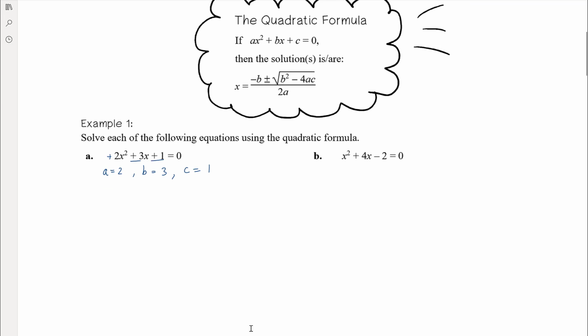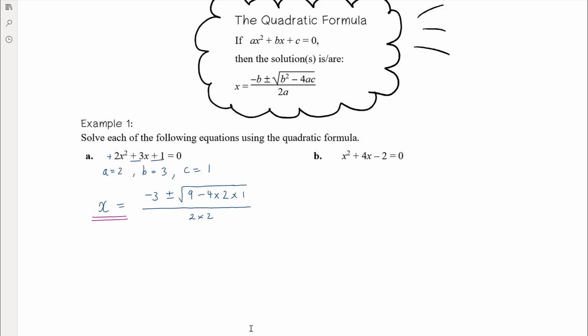And then our solutions are going to be x equals. Let's not forget the x equals, okay? The solution to an equation isn't just a number. In this case, because the equation has x in it, it should be x equals something. So x will be equal to negative b, so if b is 3, that'll be negative 3, plus or minus the square root of b squared, which is 9, minus 4 times a, which is 2, times c, which is 1. And then all of that divided by 2 lots of a, so that's 2 times 2.